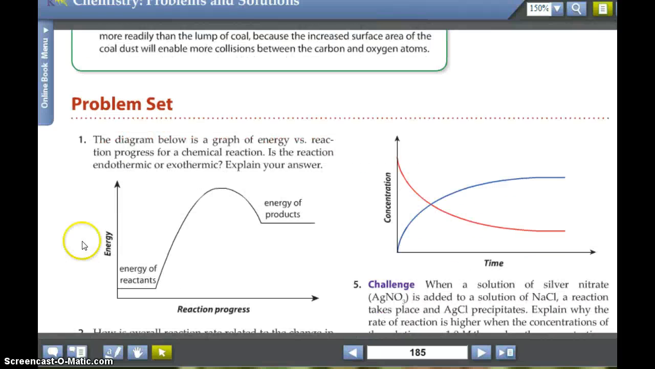All right, question number 1. The diagram below is a graph of energy versus reaction process for a chemical reaction. Is the reaction endothermic or exothermic? Explain your answer. Hit pause, get your answer.